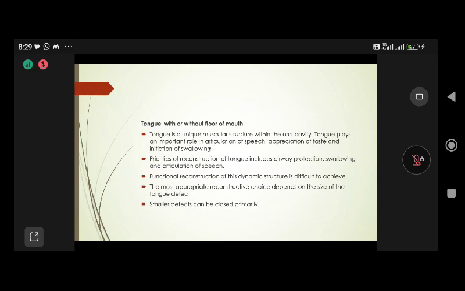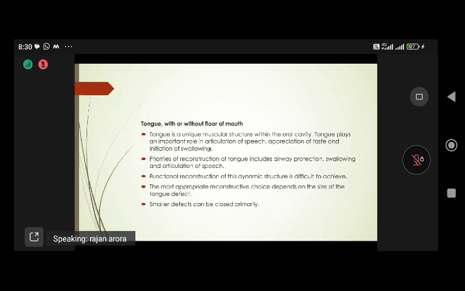Tongue, with or without floor of mouth. Tongue is a unique muscular structure within the oral cavity. It plays an important role in articulation of speech, appreciation of taste, and initiation of swallowing. Priorities of reconstruction of tongue include airway protection, swallowing, and articulation of speech. Functional reconstruction of this dynamic structure is difficult to achieve.